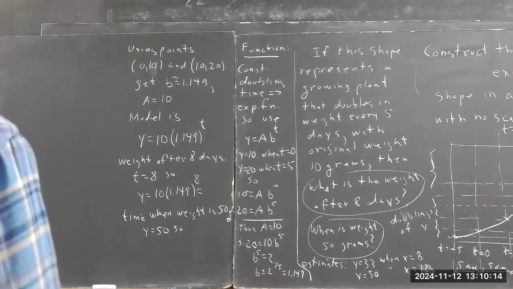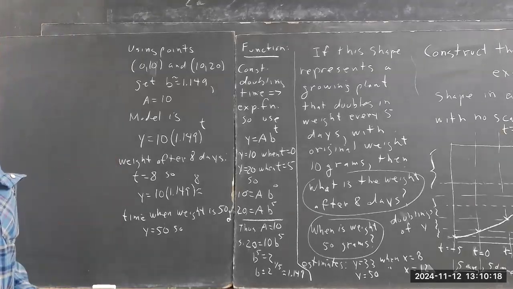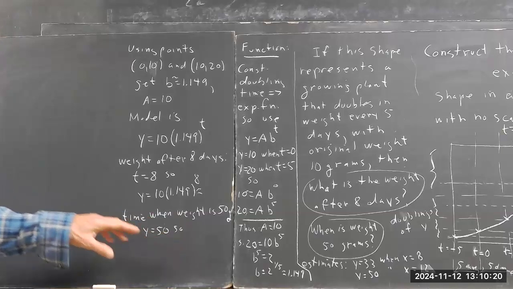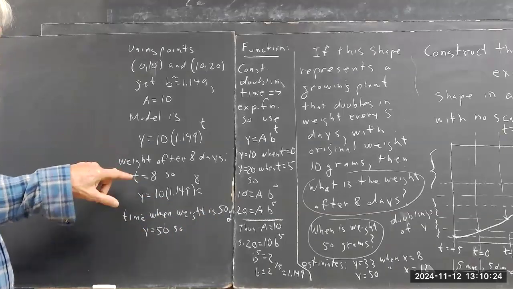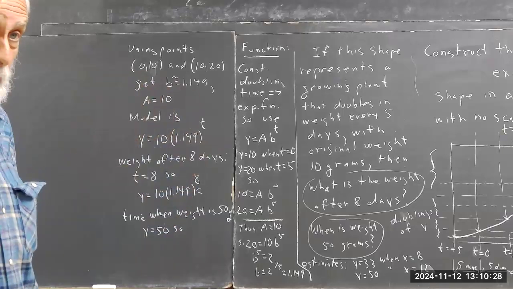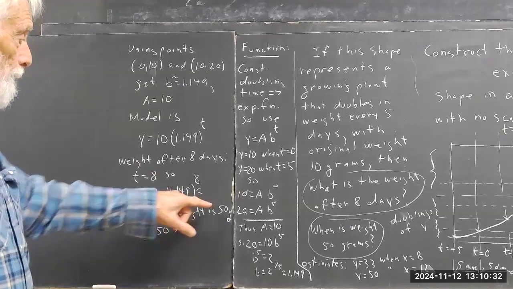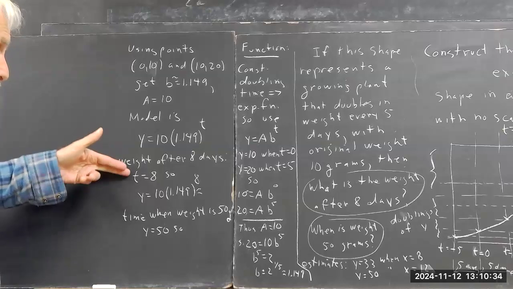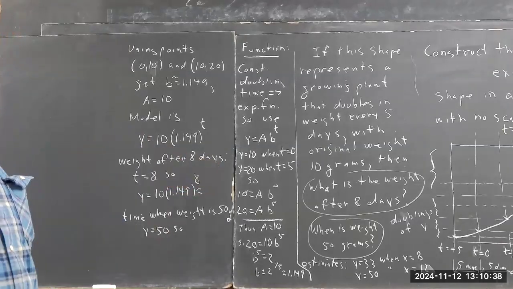Okay, I don't think anybody had any trouble getting the weight after 8 days. I haven't checked to see if anybody got the time when the weight was 50 grams. But everybody just kind of went ahead. I wrote this down, but I don't think anybody even looked at it. Just punch it in your calculator. They should have written down t equals 8, so y equals 10 times this, because there's the logic of how you're breaking it down. Just don't write down an equation, start punching buttons.